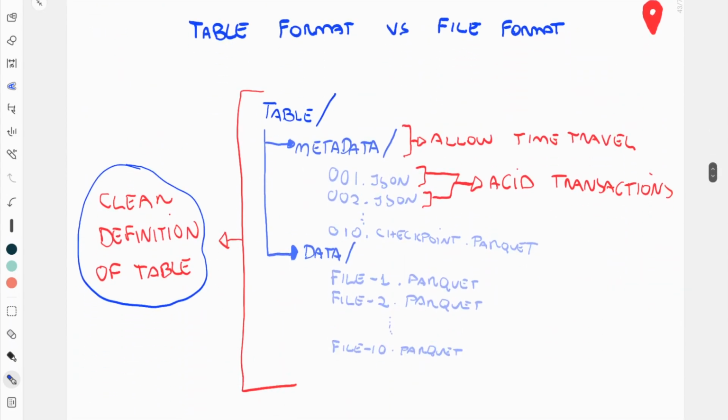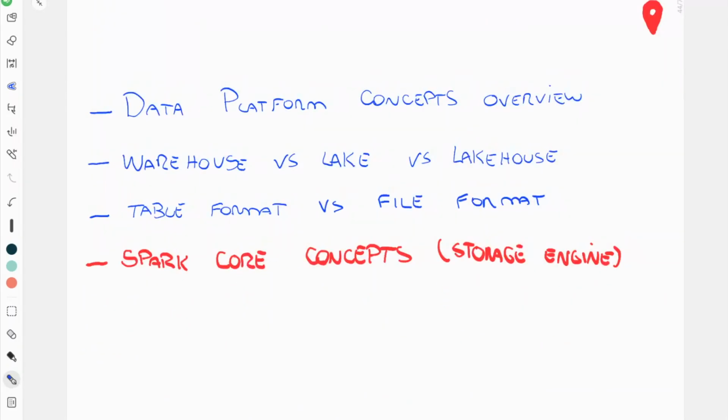So yeah, that's it. File formats are simple and they are necessary, but table formats are much more sophisticated. They allow ACID compliant transactions, and I would highly suggest you look into that. Okay, onwards to the last concept, Spark core concepts.